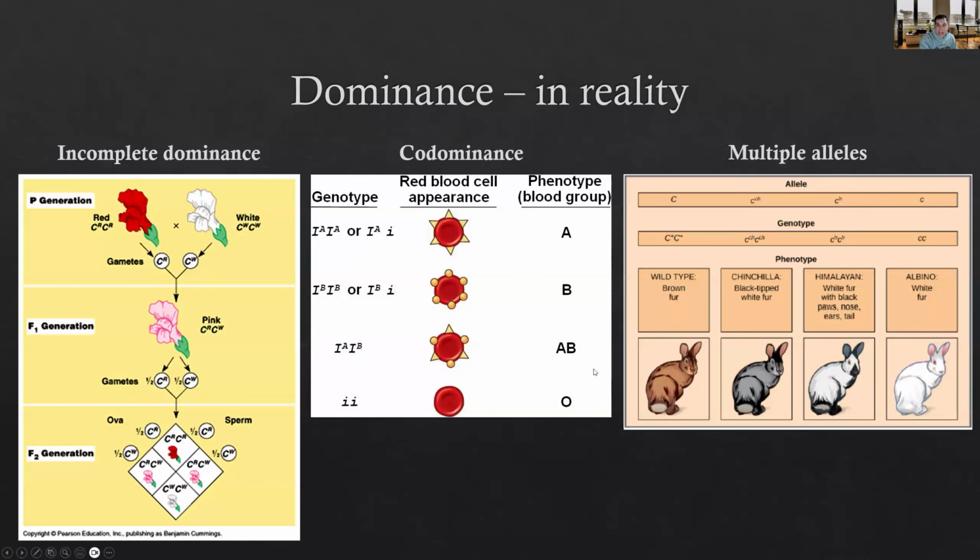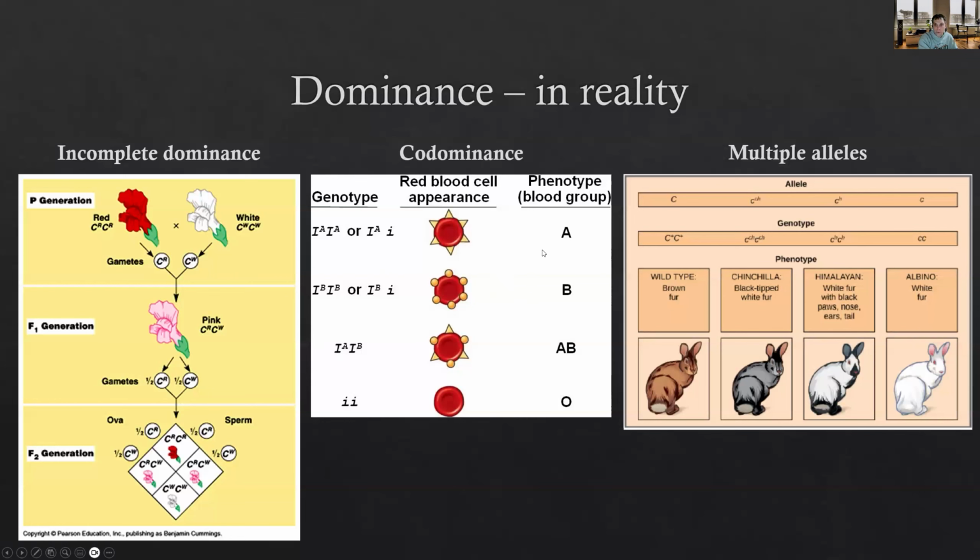Instead, you end up with AB. Your red blood cells will have both the A antigen and the B antigen on the surface of them, and you have AB blood. So what you need to notice with codominance, what separates it from incomplete, is we don't end up with a hybrid pink. We don't end up with a type C blood. We end up with AB, which would be the equivalent of ending up with flowers that are both red and white.